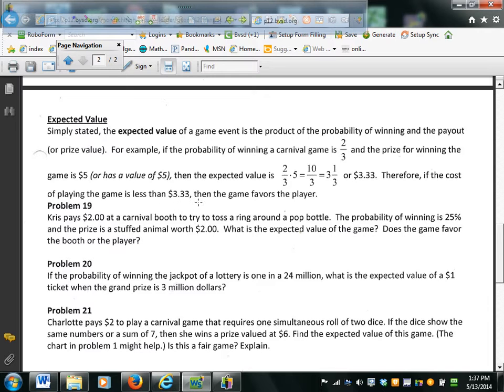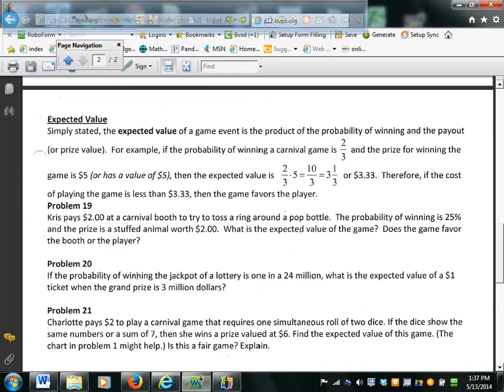Therefore, if the cost of playing the game is less than $3.33, then the game favors the player. If the cost of the game is $5, who's going to make money? The casino, whoever's running the game. That's how casinos figure it out. They say, okay, I have a slot machine. This person is going to win an expected value of 30 cents for their dollar, so they're making 70 cents over time, even though sometimes people win $100. Over time, they're only going to win 1/1000th of the time or something. Anyway, that's how you find expected value.